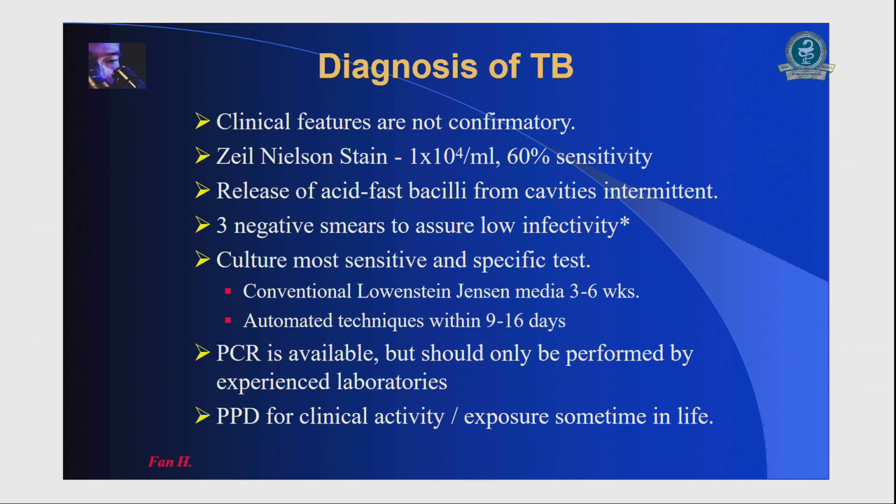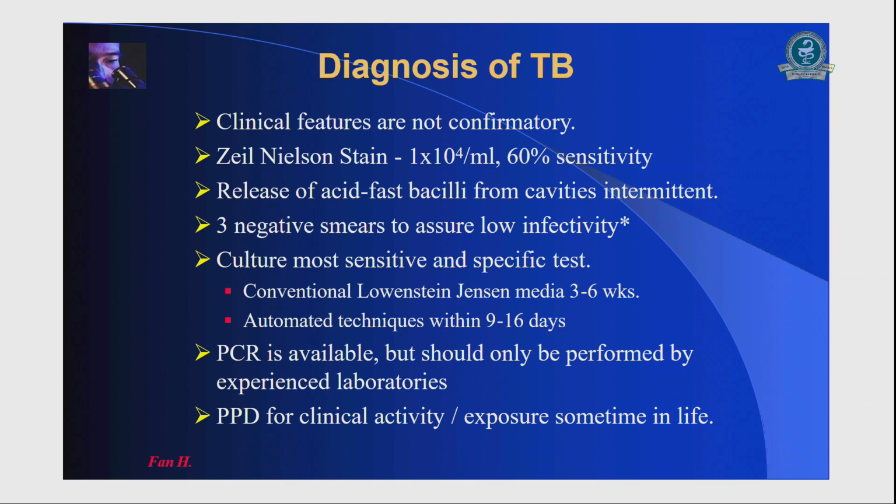Diagnosis of primary TB. First, clinical features are not really confirmatory. We use the Ziehl-Neelsen stain. It has about 60% sensitivity, for release of acid-fast bacilli from cavities; three negative smears are needed to assure low infectivity. Culture is a more sensitive and specific test. Also we have the conventional Lowenstein-Jensen media, where results come out in about 6 weeks. Automated techniques give results within 9 to 16 days.